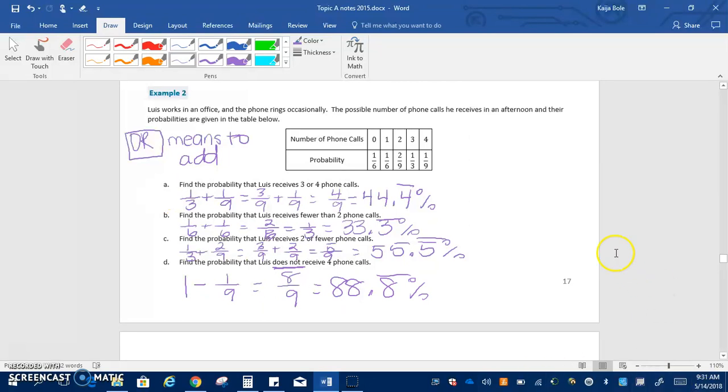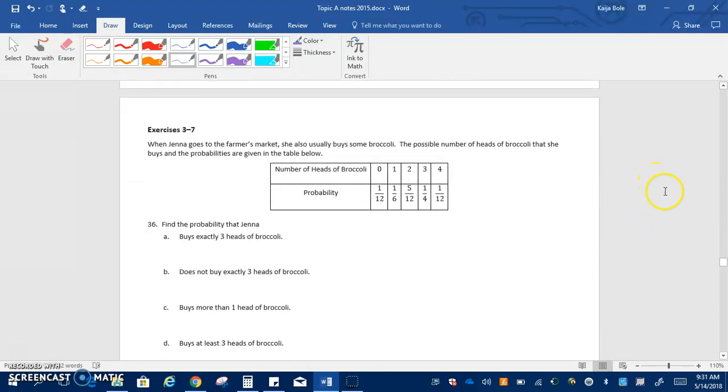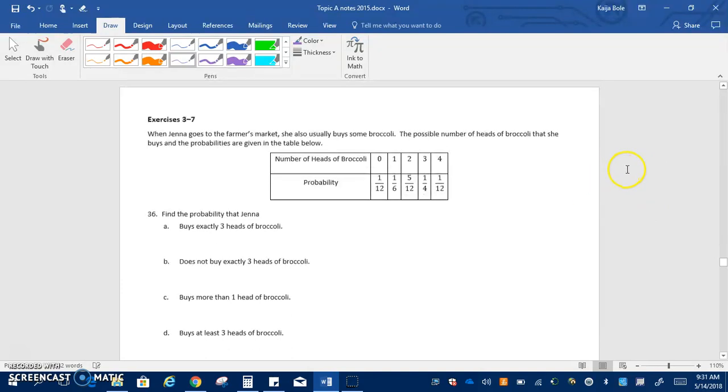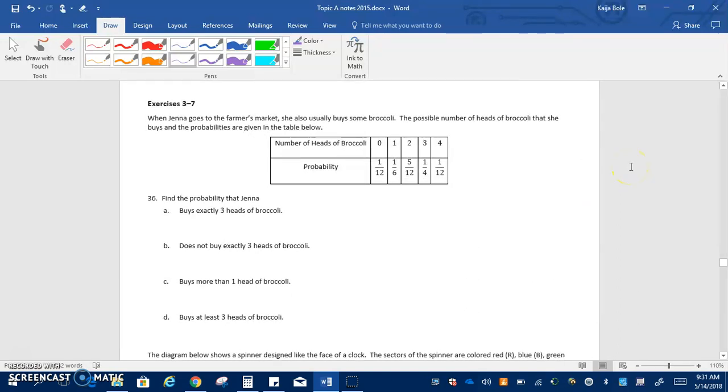Alright, we're going to do one more on the next page at the top here. When Jenna goes to the farmer's market, she usually buys some broccoli, and the possible number of heads of broccoli that she buys and the probabilities are given in the table below. So find the probability that Jenna buys exactly 3 heads of broccoli. So 3, that's 1/4, which we know is 25%.